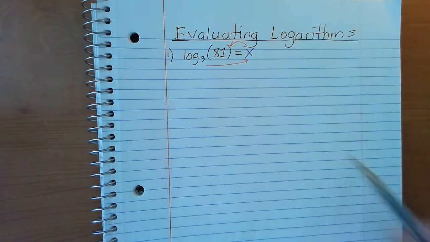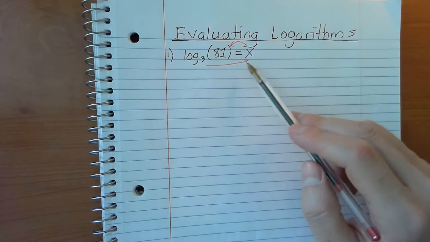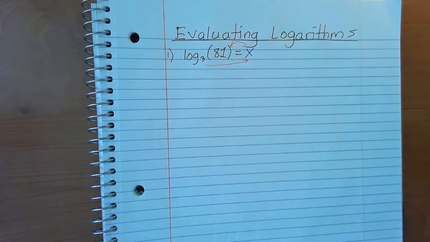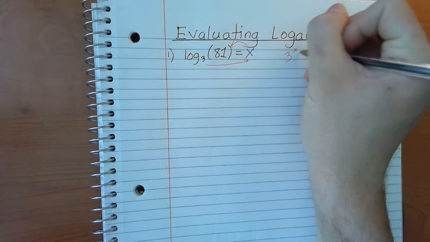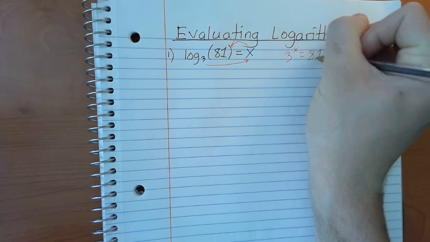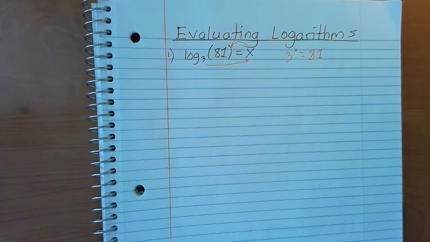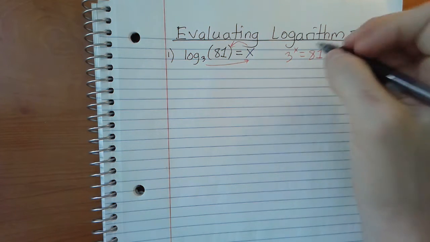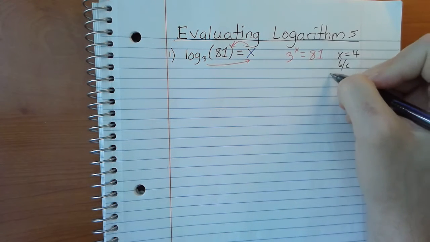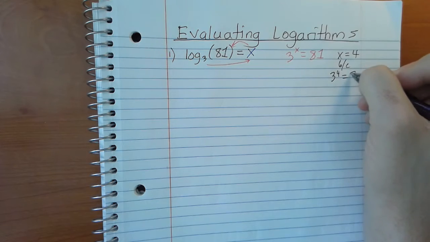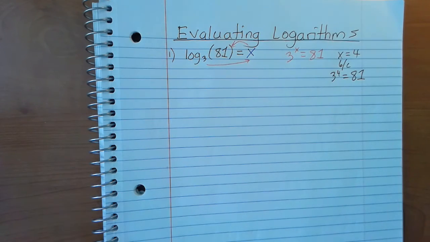So from my arrows here, 3 to the power of x is going to be equal to 81. So 3 to the x equals 81. I can just do that in my head. 3 times 3 is 9, times 3 is 27, times 3 is equal to 81. So I know that x is just going to equal 4 because 3 to the 4 equals 81.